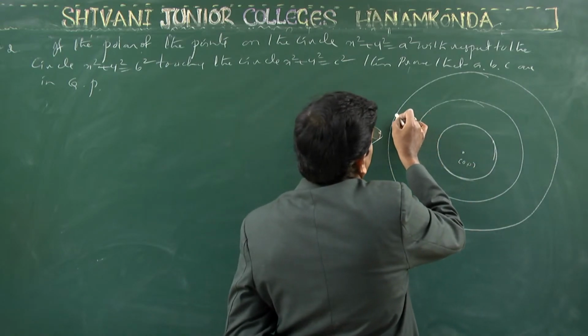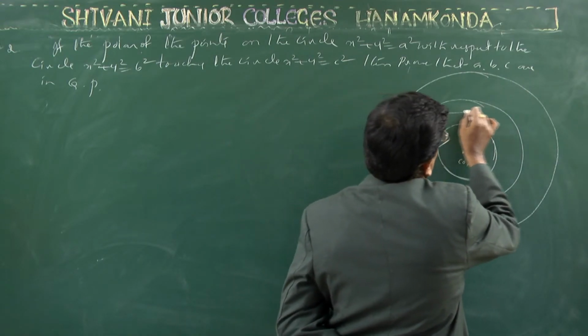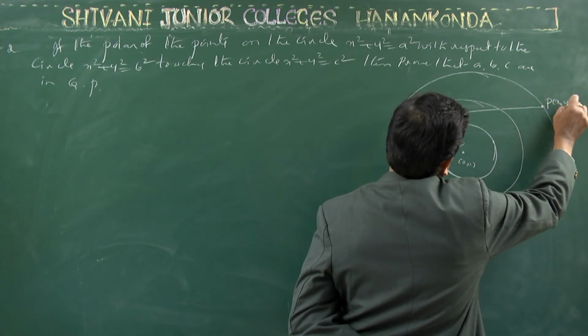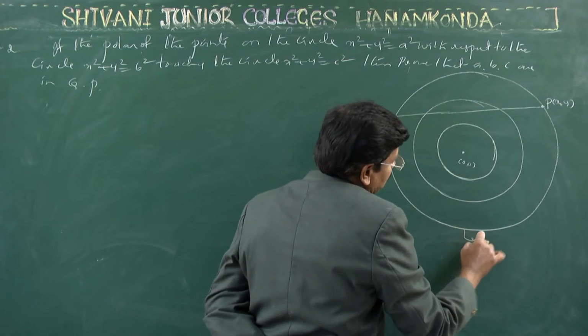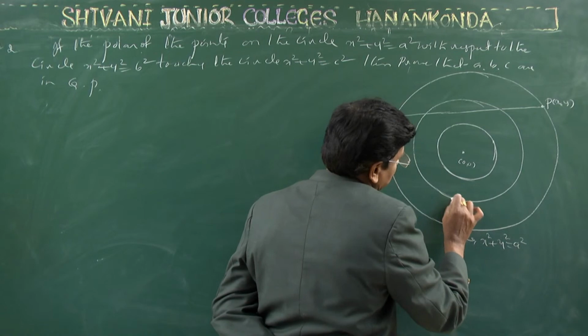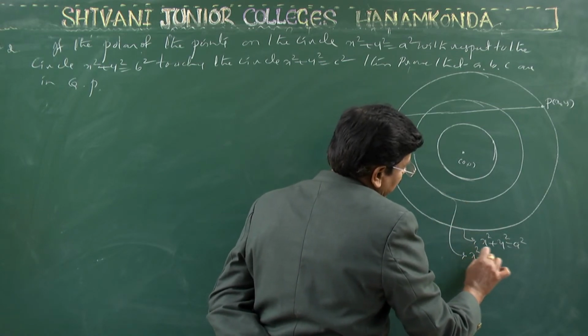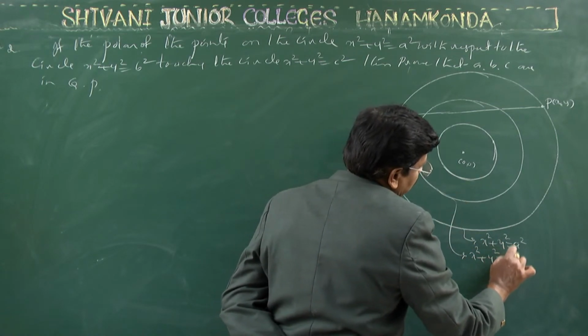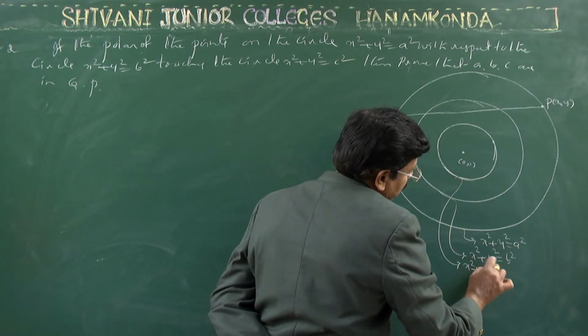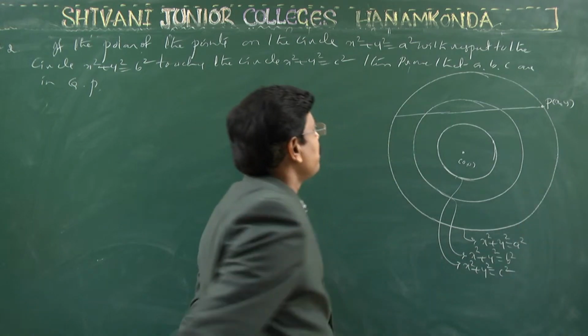One of the points P lies on one of the circles, like P of x1, y1. The first circle is x square plus y square is equal to a square. The second one is x square plus y square is equal to b square. The third one is x square plus y square is equal to c square.